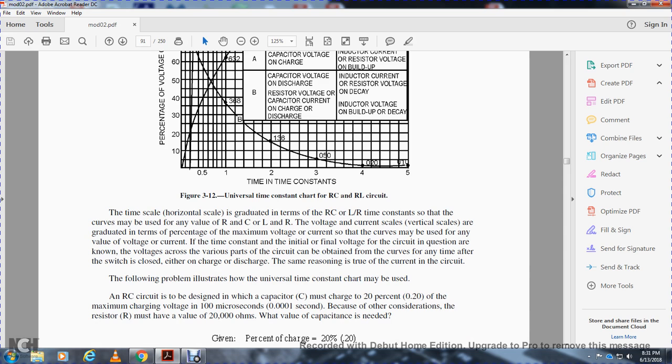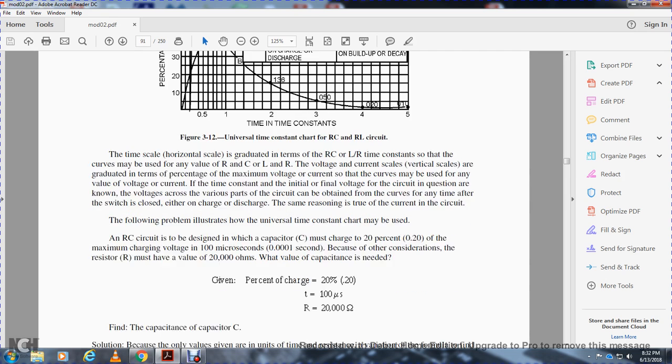The horizontal time scale is graduated in time constants of the resistor-capacitor or inductor-resistor circuit. The vertical scales are graduated in percent of the maximum voltage or current. The voltage or current at any time constant, from the initial to the final voltage of the circuit, can be obtained from the curves. The voltage across the various parts of the circuit can be obtained through the curves at any time after the switch is closed, on either charge or discharge.